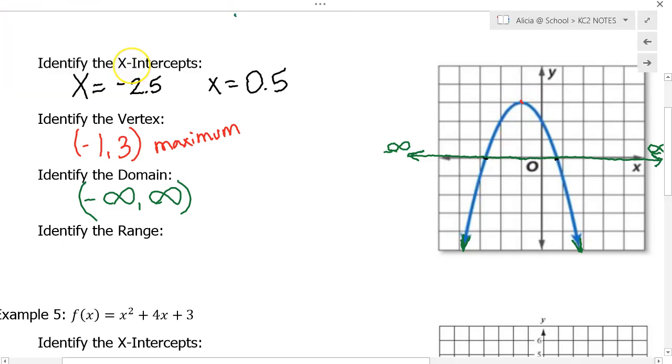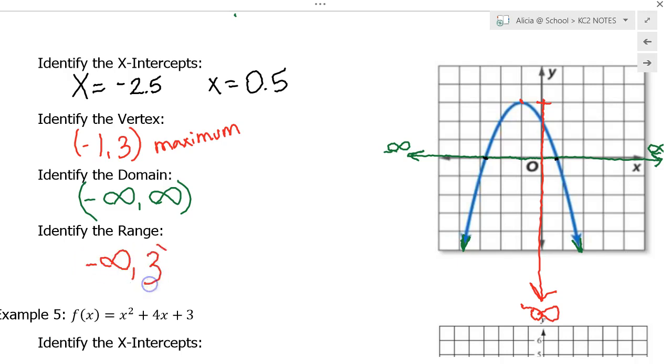Looking at my range now, I have to start at that y value. That y value, we said, was 3. Now I look at what my parabola is doing. At that y value, my function is going down forever until negative infinity. It keeps going down. So my range, we can say, is going from negative infinity to 3.